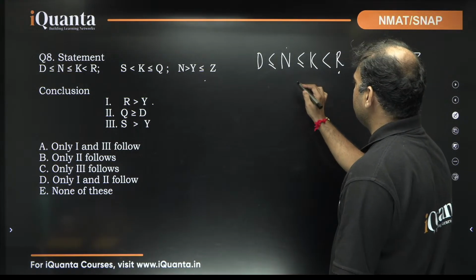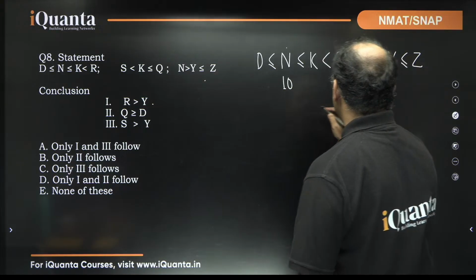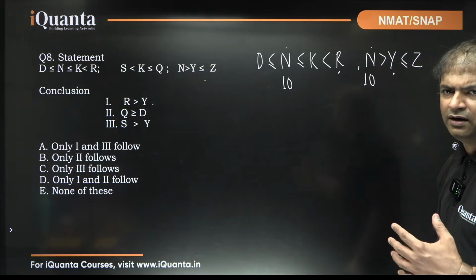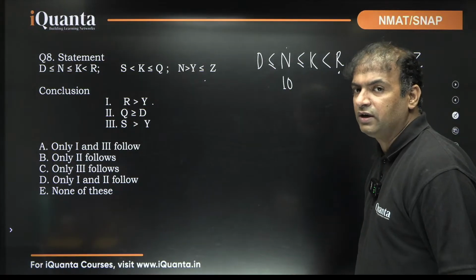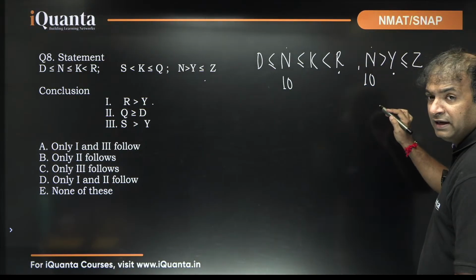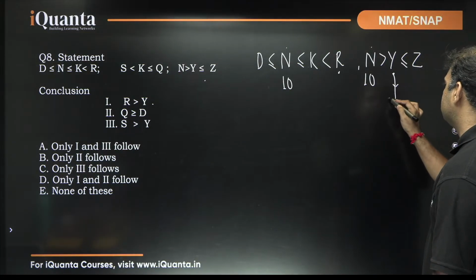Let's assume for a while that N is 10. You can assume any other number as well, by the way. I just assume 10. You can assume 100, 90, anything in which you are comfortable. Now N is greater than Y, so Y is definitely less than N, or we can say Y is less than 10.